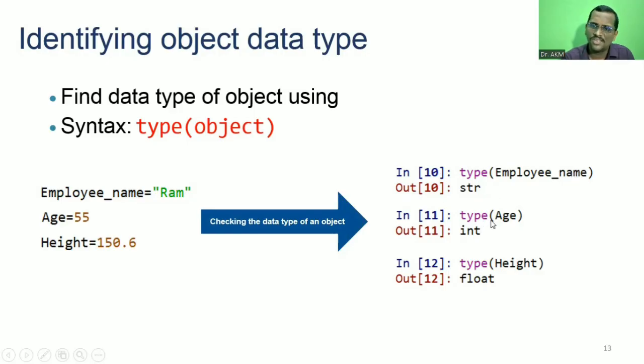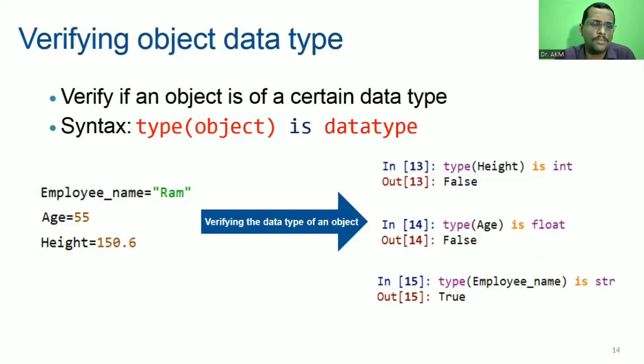Now the next example. In type, between brackets, you can give the variable name age. It automatically returns the data type int. It means that age is an integer data type. Similarly, if you want to find whether height is integer or float, you simply type height, and it returns float. So it understood that the height variable is a float data type. This is the way to identify the object of a data type.